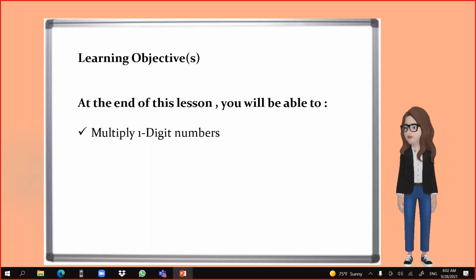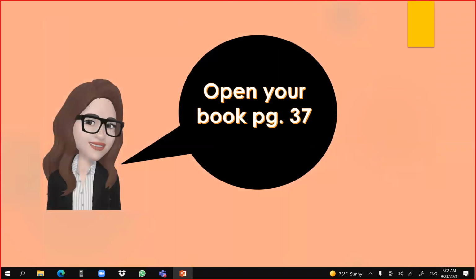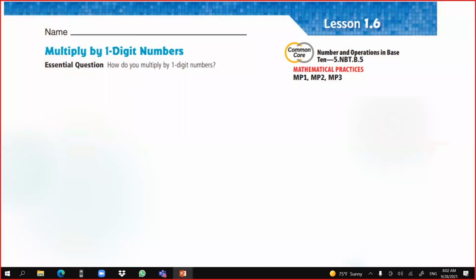So in this lesson, we are going to learn how we can multiply a 3- or 4-digit number by a one-digit number. Let's start. I will give you the main idea in order to start. If you have a number like 372 and you're going to multiply it by 5, as an example, the first step is to multiply 5 with 2.